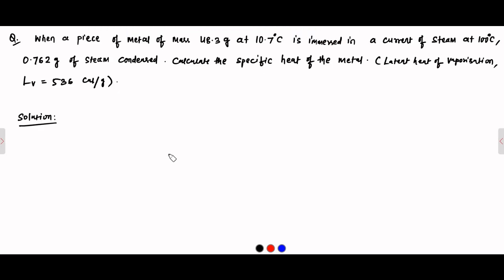So here is another question. It is given, when a piece of metal of mass 48.3 grams at 10.7 degrees Celsius is immersed in a current of steam at 100 degrees Celsius, 0.762 grams of steam condensed. Calculate the specific heat of the metal. Then it is given latent heat of vaporization for the steam. It is given, it's equal to 536 calories per gram. Okay, so it is given that here we have a metal.